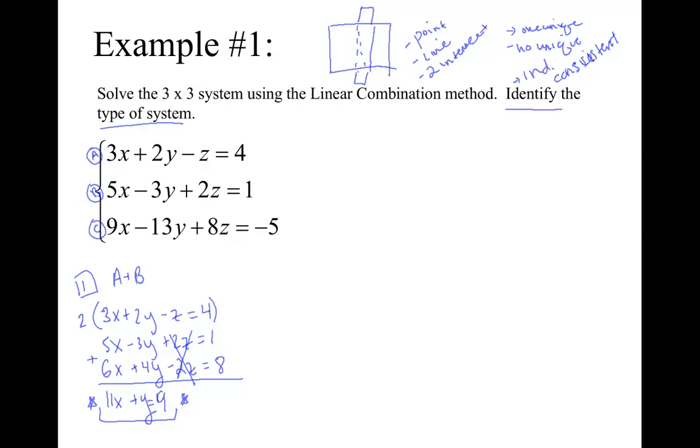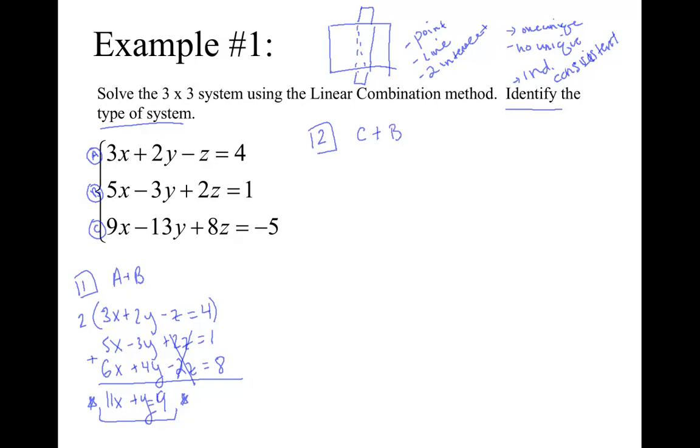I'm now going to go to step 2. I'm going to pick 2 other equations. So when I'm saying 2 others, I need to pick C. C and something else. I don't care which other one you pick, but I need to use the third one. And my goal is to eliminate the same variable, z, right? So then I will have a 2x2 system, if you can kind of picture where I'm going with that. So I'm going to choose to use C and B.